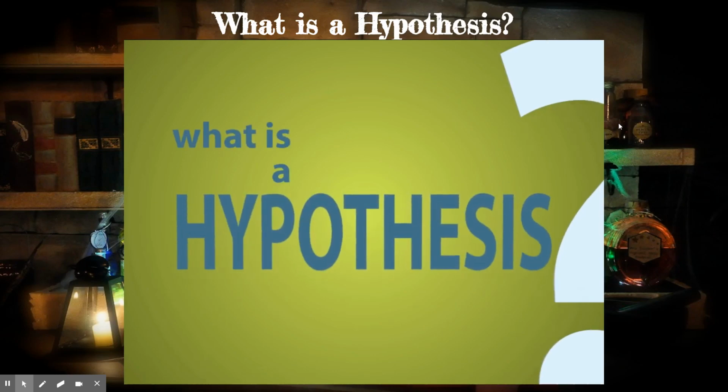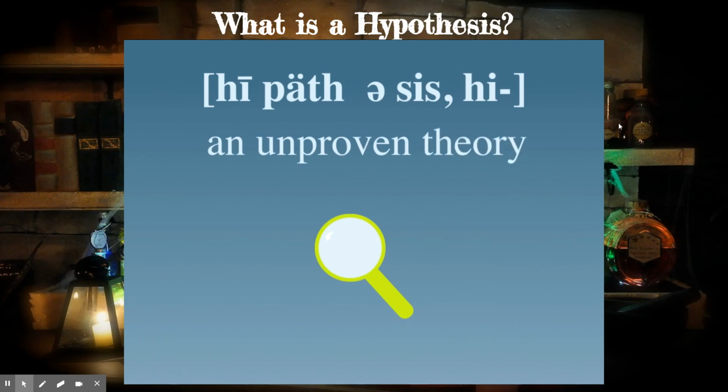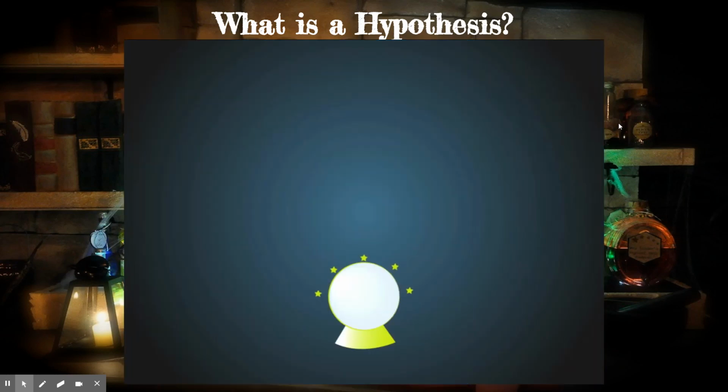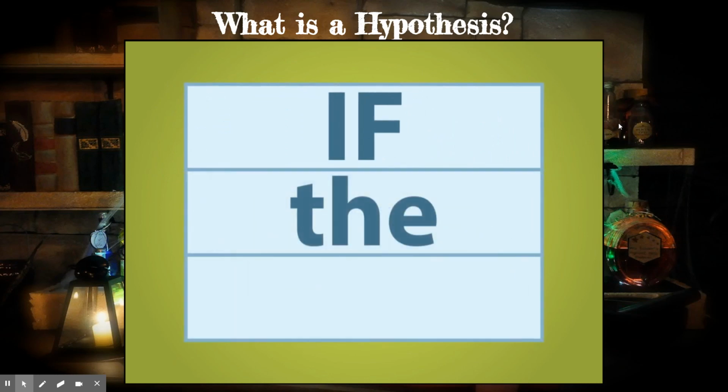What is a hypothesis? The definition of a hypothesis is an unproven theory or statement, or simply it's a prediction of what will happen in your experiment. To write a hypothesis, you would write if. It is a prediction after all.